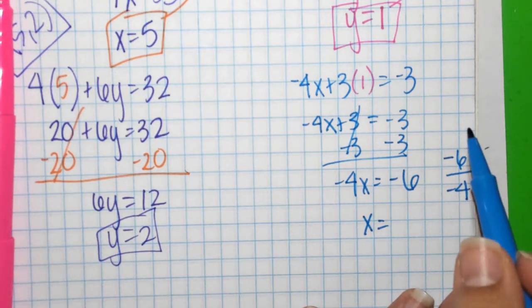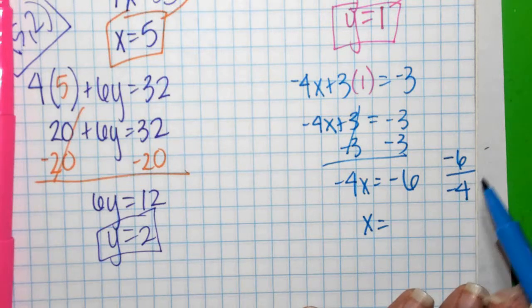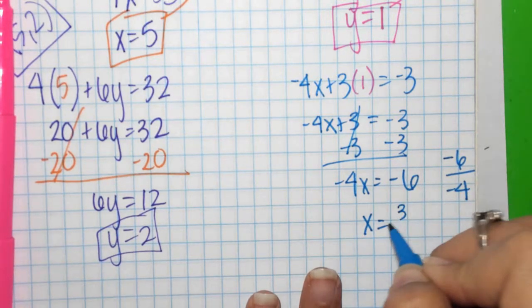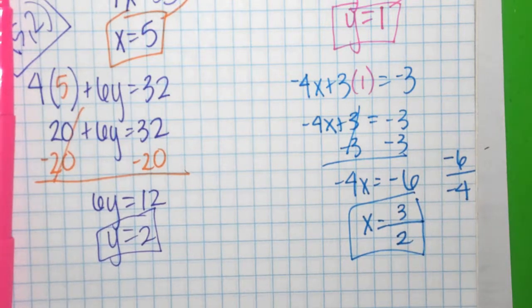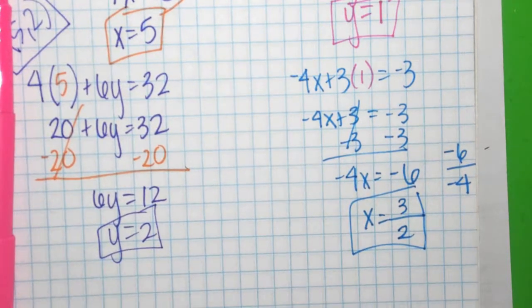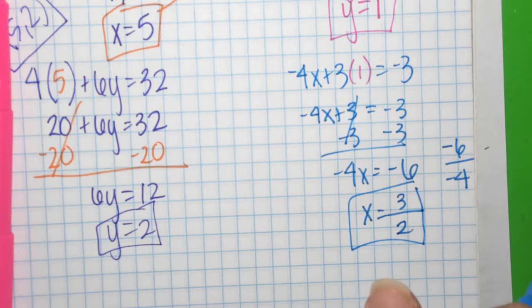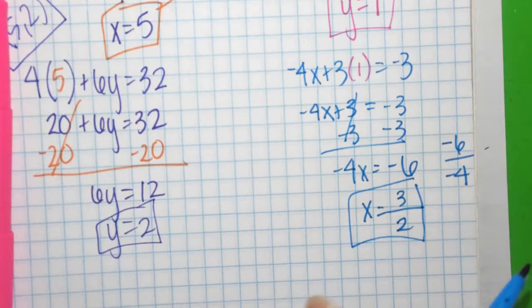But what goes into both 6 and 4? 2. 6 divided by 2 is 3, 4 divided by 2 is 2. Does everybody see how we did that? See, it comes out like that, but you want fractions or decimals. I'm okay with either. I really like fractions, but I'm okay with either.